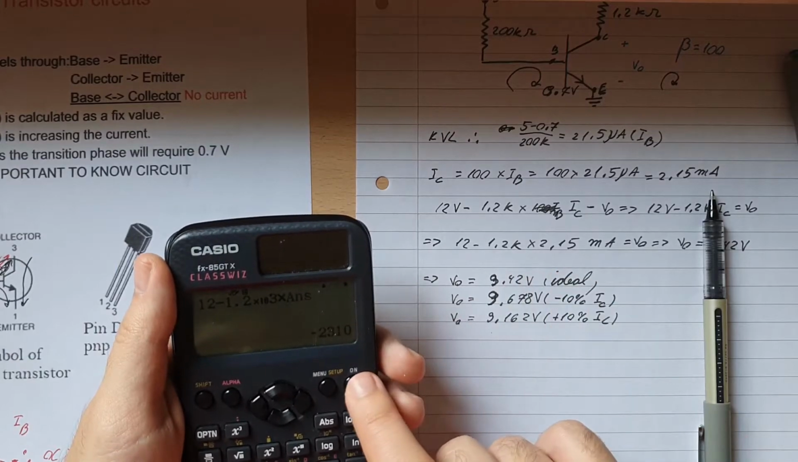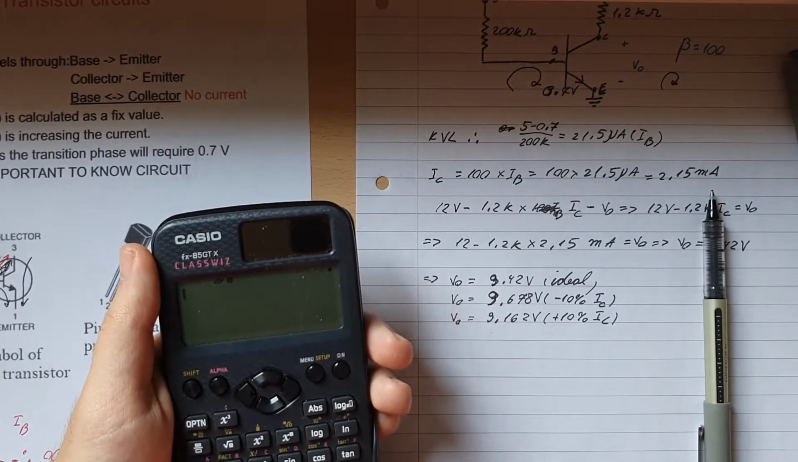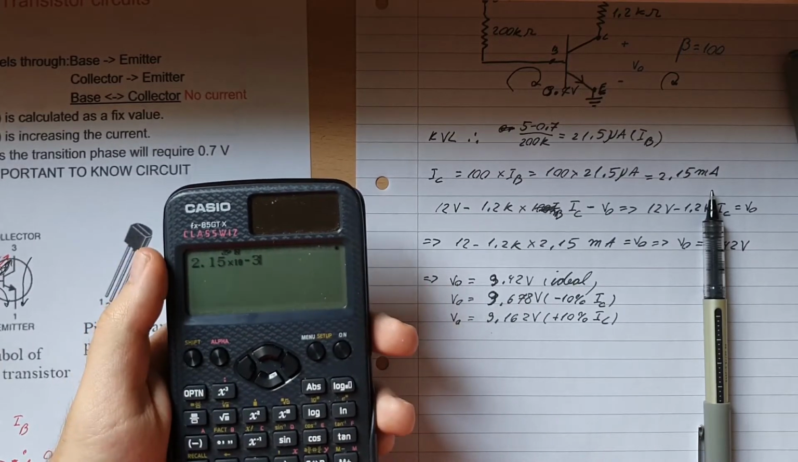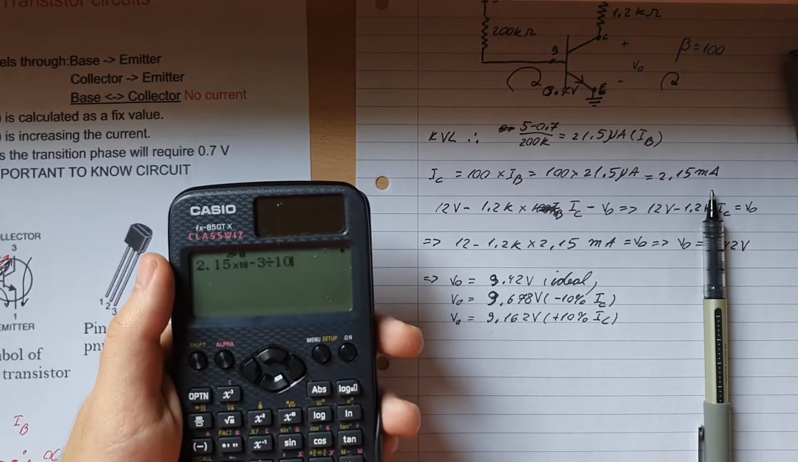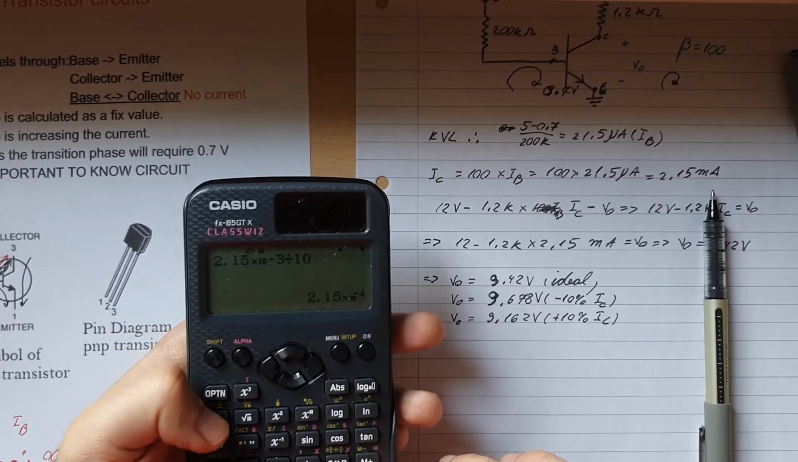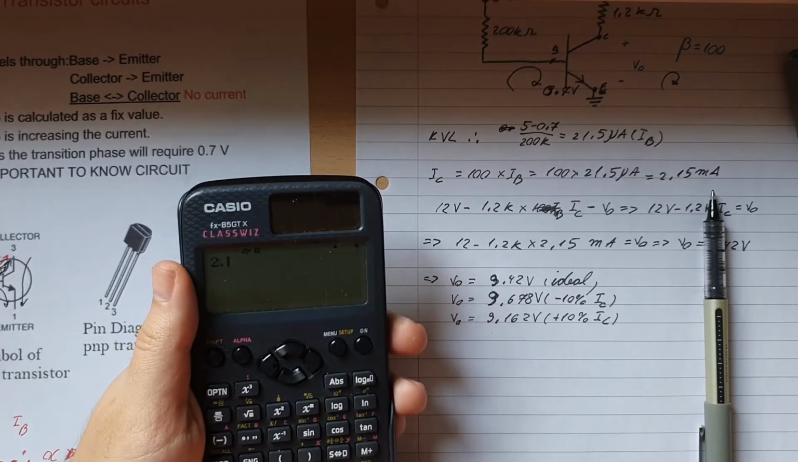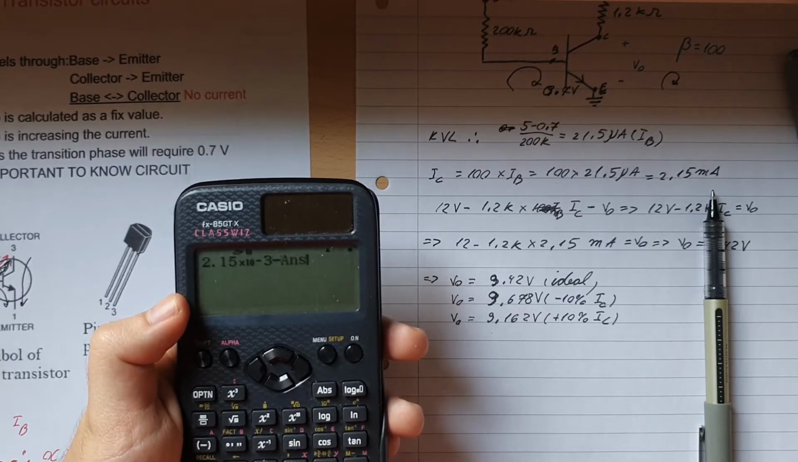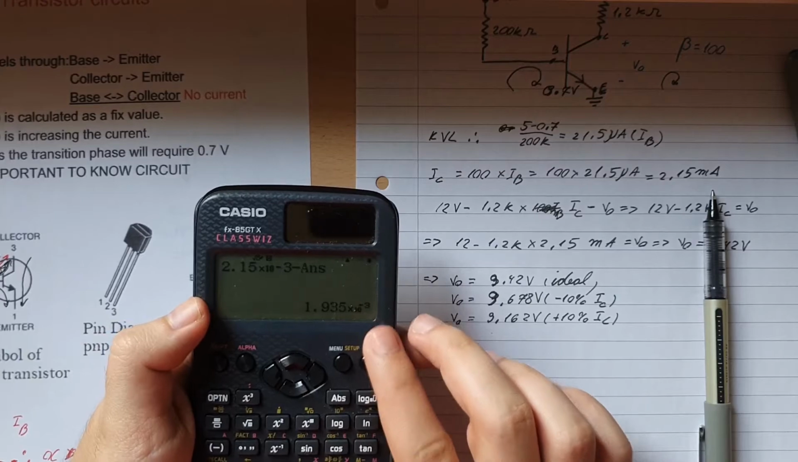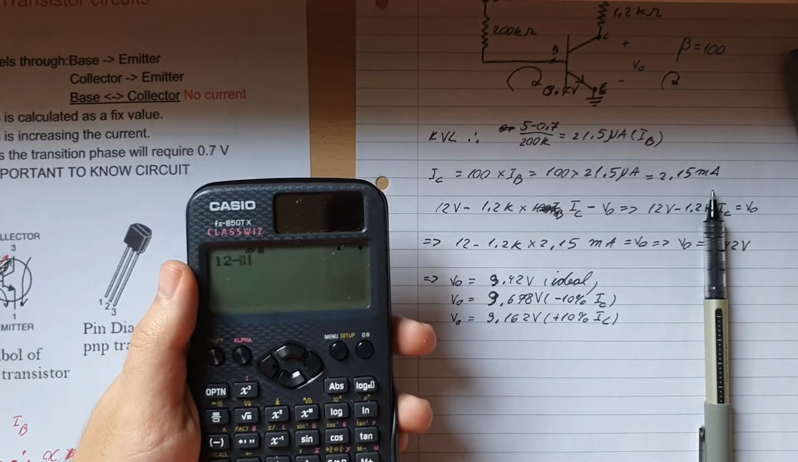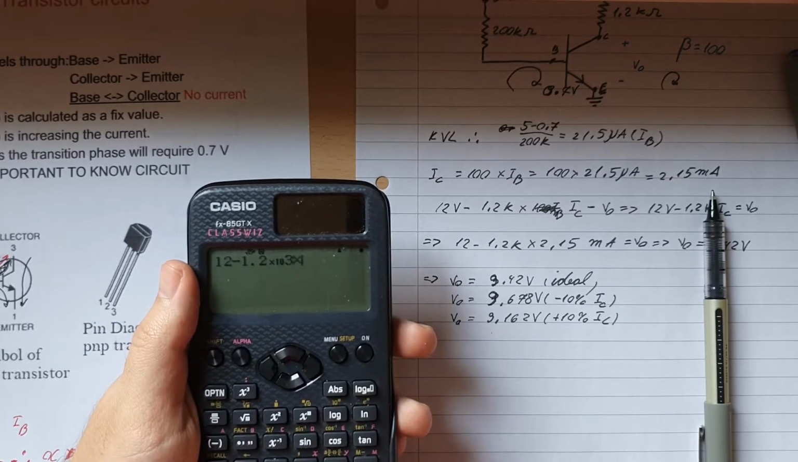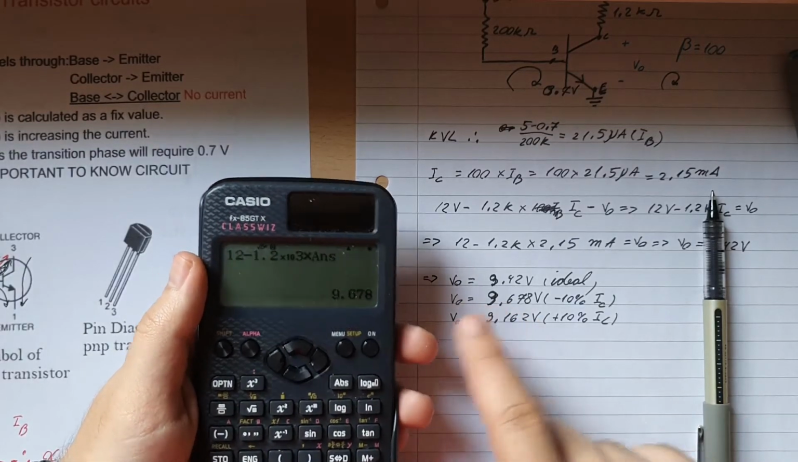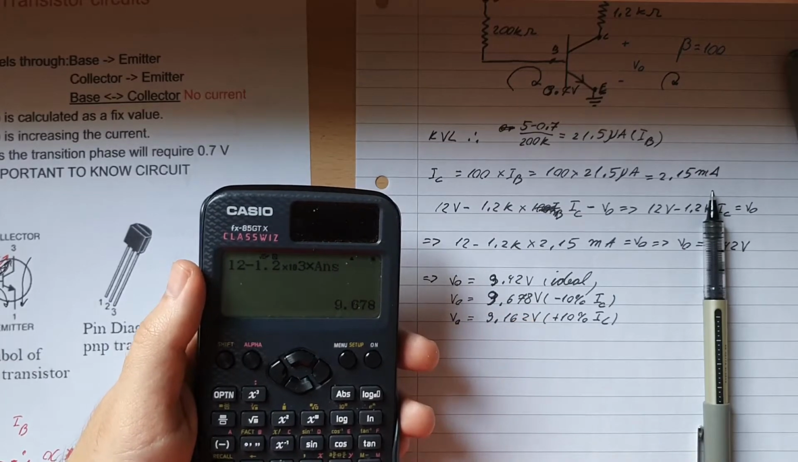Oh, sorry, I forgot to put the milli. I need to start again. Okay, so 2.15 times 10 to the minus 3 divided by 10. Okay, and then we do 2.15 times 10 to the minus 3 minus that answer, and that will give us this number here. And then we do 12 minus 1.2 times 10 to the 3 times that previous answer, and there we have it, 9.678. And that's how I did it.